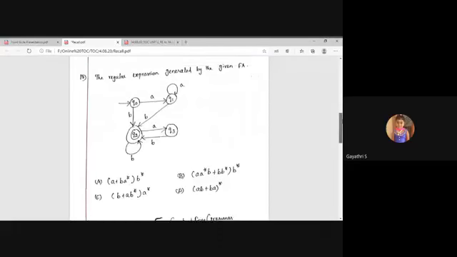This is one of the GATE questions, but a very simple one. What is the result? A, B, C, or D?